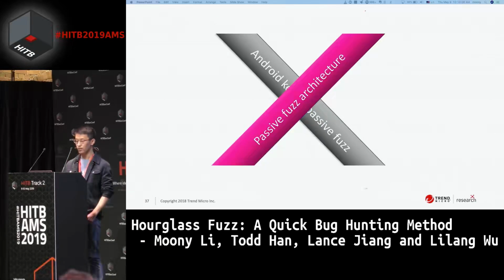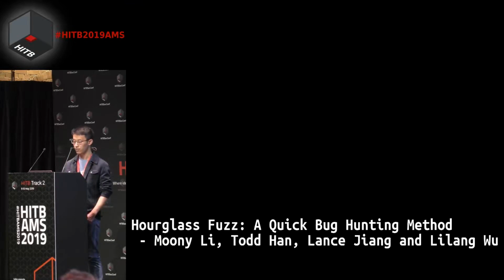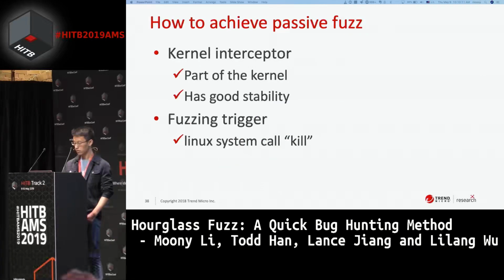Now let's talk about the passive fuzz architecture. So how to achieve passive fuzz? Firstly, we need a kernel interceptor. The interceptor is built into the kernel as a part of the kernel and has good stability. When adding the interceptor, you need to pay attention to whether the mobile phone is properly booted. You need to set a start switch for fuzz to avoid this problem.